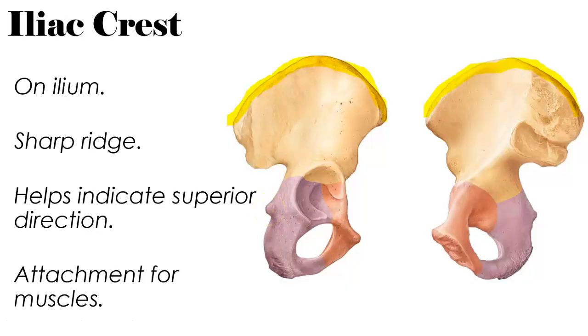And the iliac crest is going to be that superior marking. Similar to the anterior crest on the tibia, you can feel this when you put your hands on your hips. It's that kind of sharp ridge of your hip bones. So use this to indicate that superior direction and watch for muscles to be attached here later. Those are your bony markings of the coxal bone.